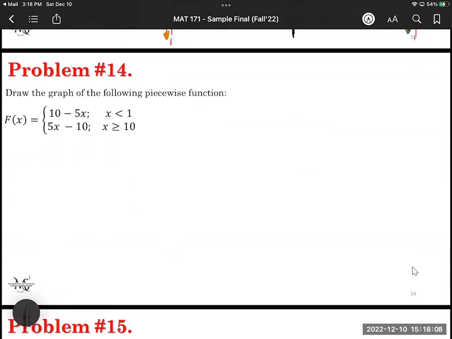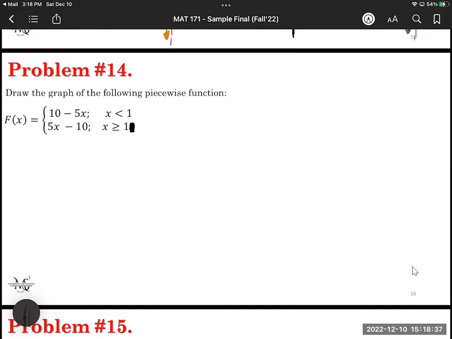So we have problem 14, which states to draw the graph of the following piecewise function. This graph is a little bit easier to draw, except I made a typo. The typo here is that it should have been x is greater or equal to 1 in the second equation. Originally, it was x greater or equal to 10. That didn't make sense. It had to be greater or equal to 1.